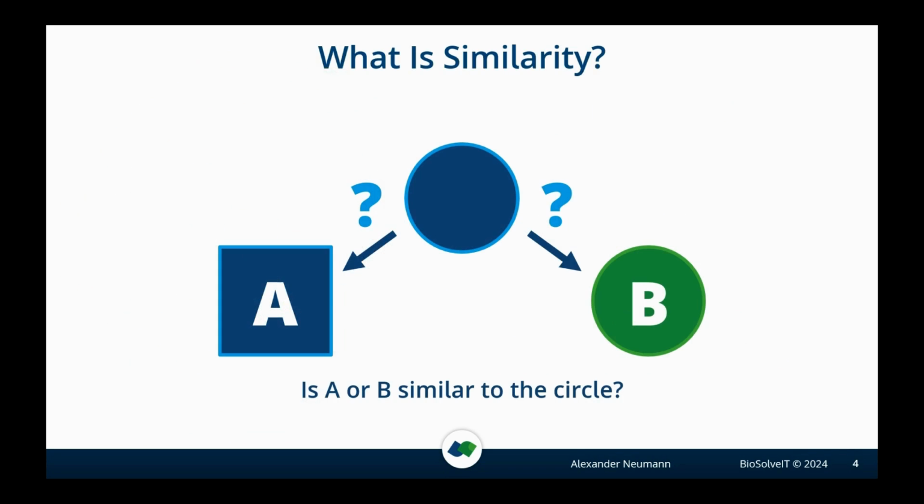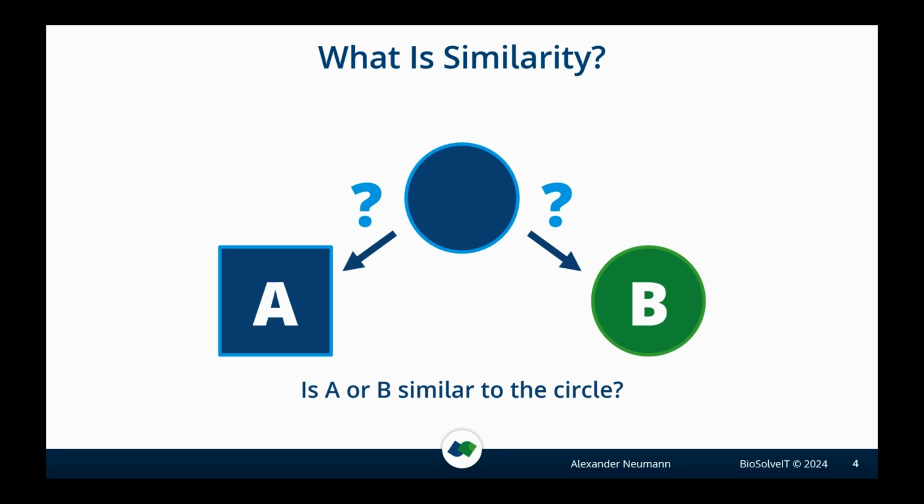So the first thing is actually my question to you. Which one of both forms here is actually more similar to the circle in the middle? Is it A or is it B? So think about it for a second. Is it really the circle shape that matches you, or is it actually the color of the circle that's more resonating with you?